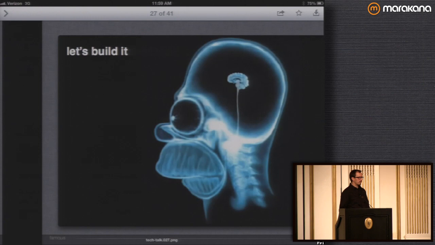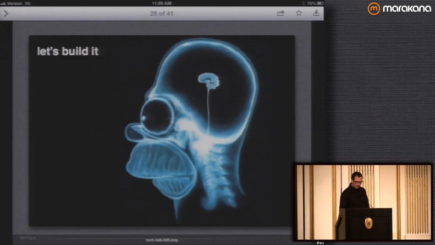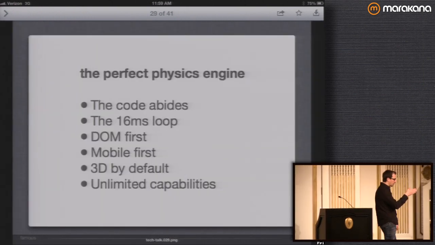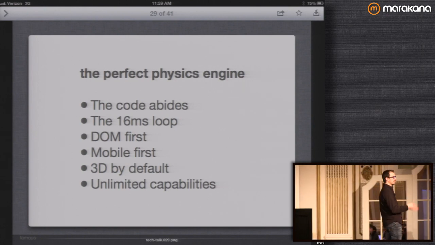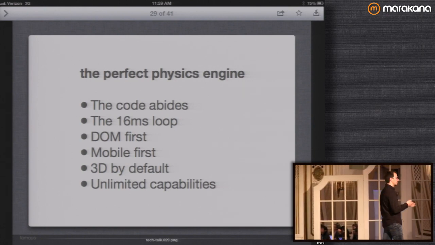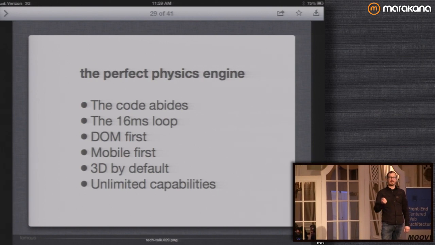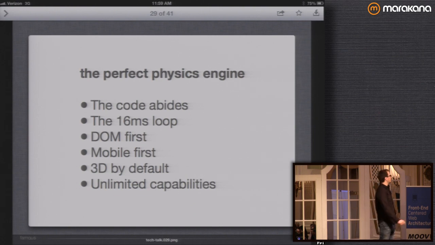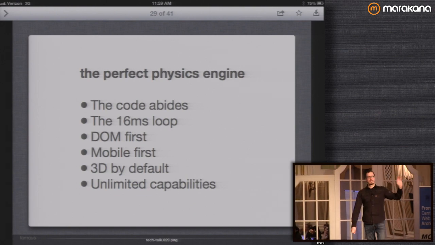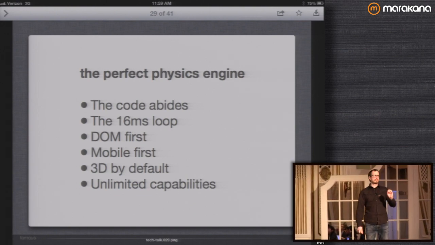No library. So we're like, well, clearly, let's build it. And we said, so what are the core fundamental principles of what a physics engine needs to have in order to really work well in HTML5 at 60 frames per second on a mobile device controlling DOM? And the answer is the code must abide by those 3 rules I just talked about.